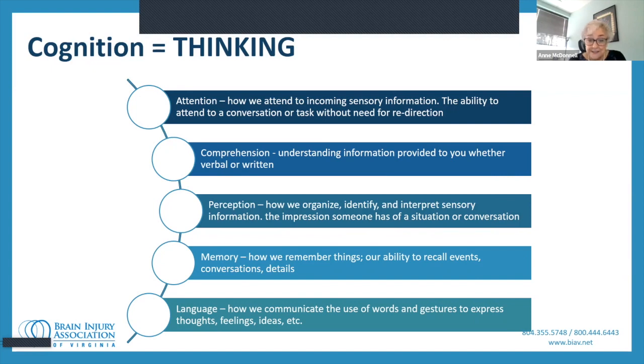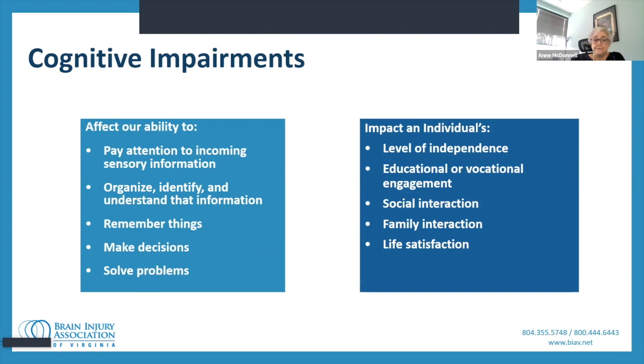Perception is part of cognition. It determines how we organize and interpret the sensory information that's coming to us. It's how we make impressions of a situation or a conversation. Memory obviously details how we remember things and our ability to recall events and conversations and other details. And then, of course, language plays a role in cognition because it's critical to how we communicate, the use of words and how we use gestures to express our thoughts and our feelings and our ideas.